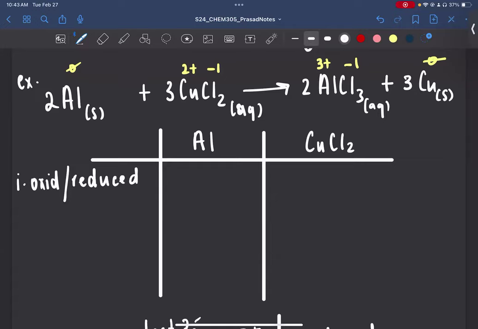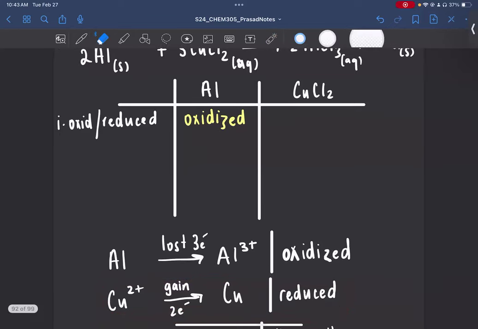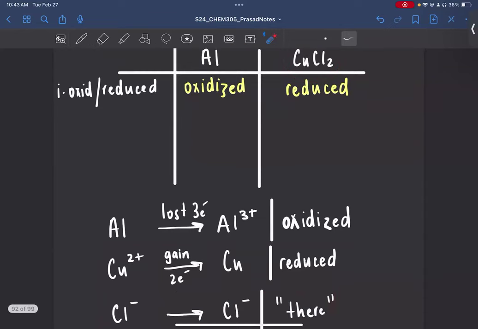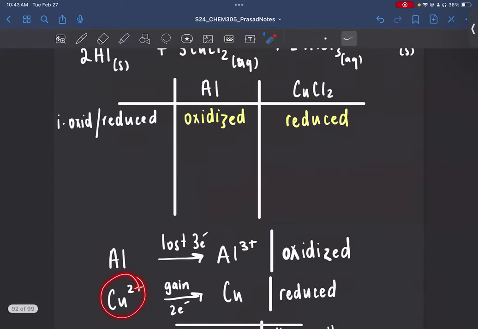We have actually already discovered this. We know from before that the aluminum is oxidized. The copper is reduced. You may be wondering, if the copper is what's reduced, why are we including the chlorine? Didn't we already say that the chlorine was just there? Technically speaking, the copper is part of a compound, so you do have to label the entire compound. But you and I both know specifically the copper is being reduced.